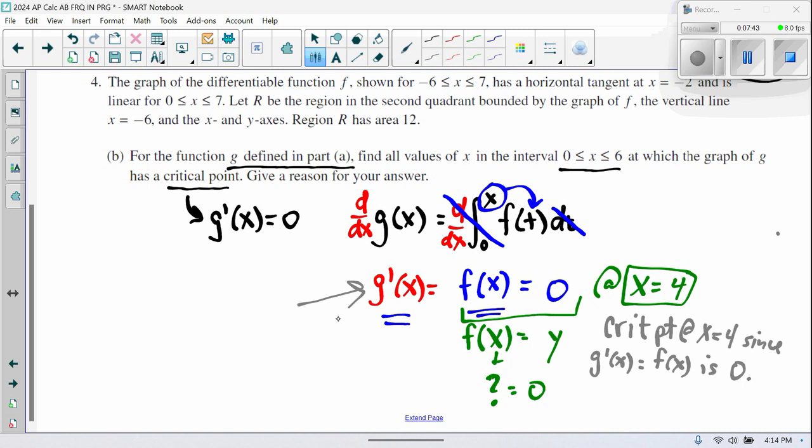So I might want to say g of x has a critical point at x equals 4, since g prime of x equals f of x is 0. It's all good. The important part is we know the math. The explanation can be done one of 1,000 different ways.